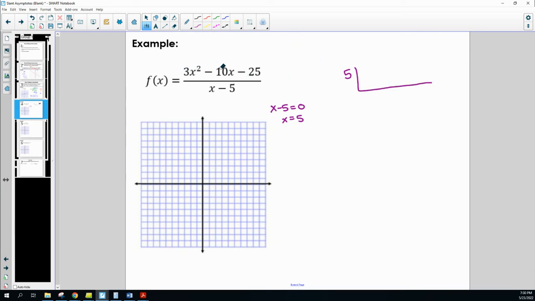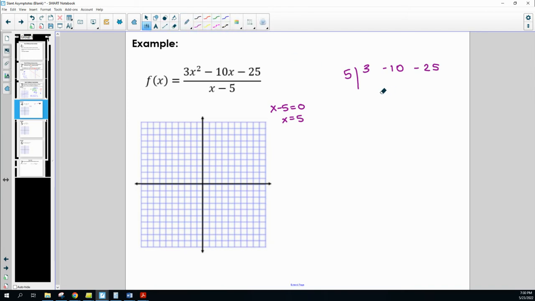And then we're going to take the coefficients of the top and put them in order here. We're not missing any terms, so we don't need any placeholders. We're just going to have a 3, a negative 10, and a negative 25. That's a pretty crooked line we have here. Let's see if I can fix that.